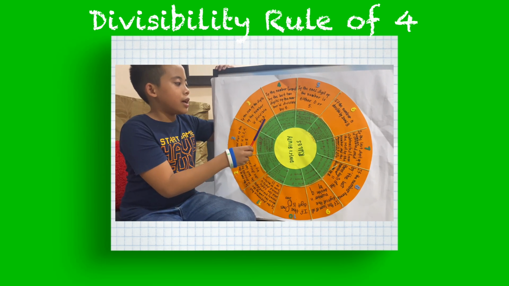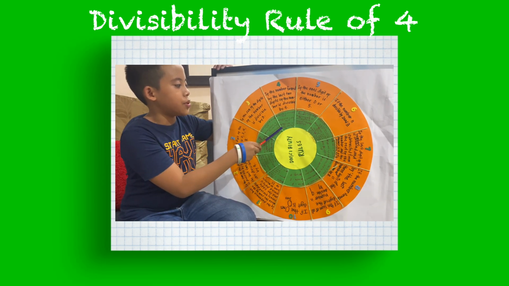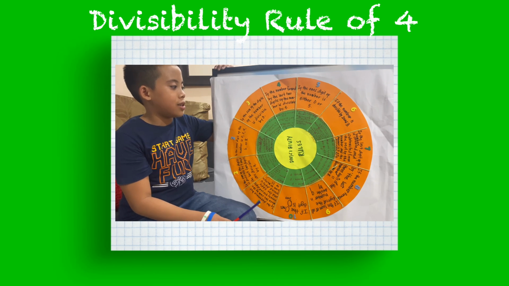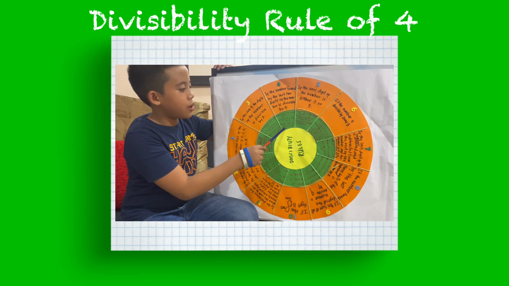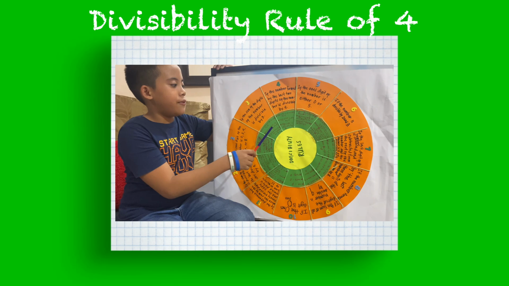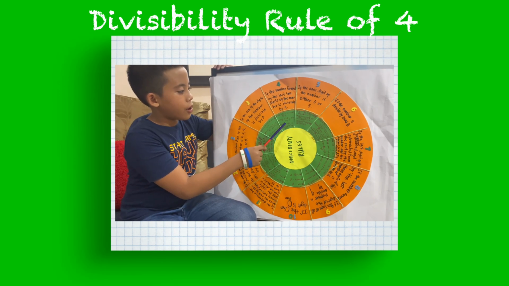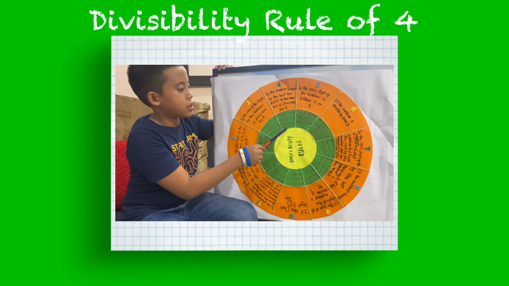The last example is 932. The last two digits of 932 are 32 and 32 is divisible by 4. Therefore, 932 is divisible by 4.